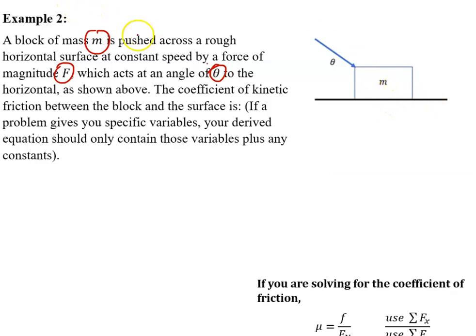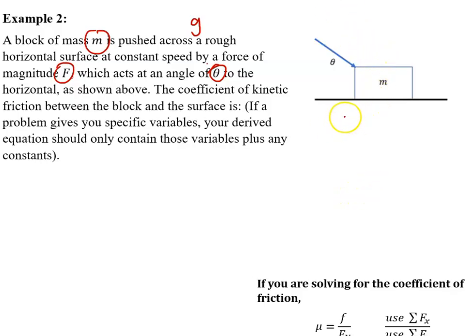The other thing is when you are given variables like this, they're identifying knowns. Even though they're just giving you a variable, not a number, we still call these knowns. So our final equation can only contain the variables that are given and any other constants like g. G is a constant, so it's always allowed, or a half or 2. Those are things that are going to be allowed.